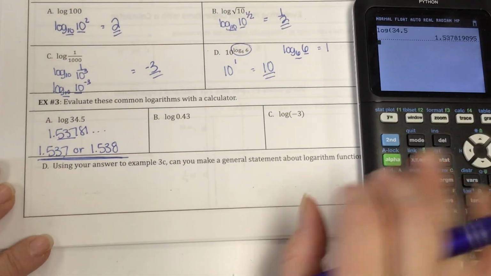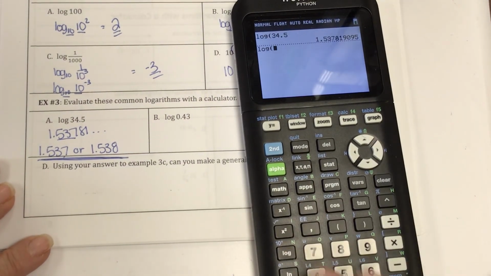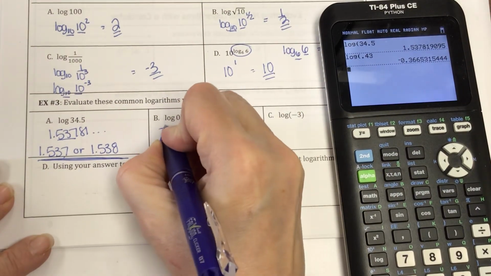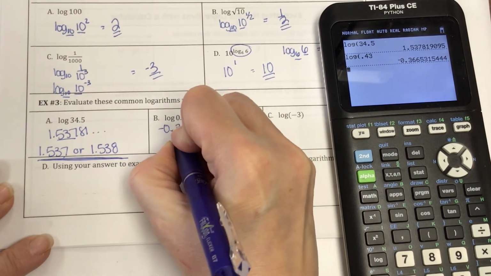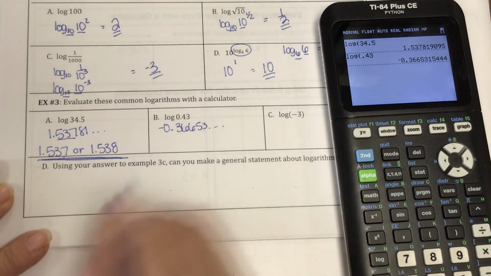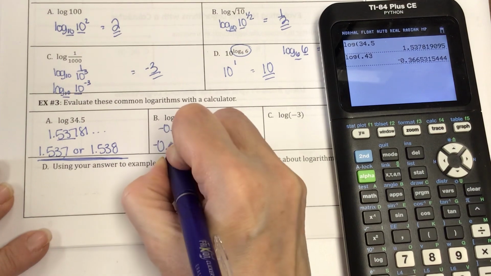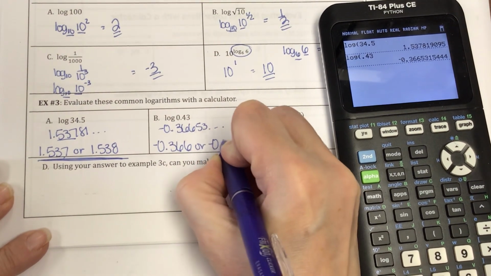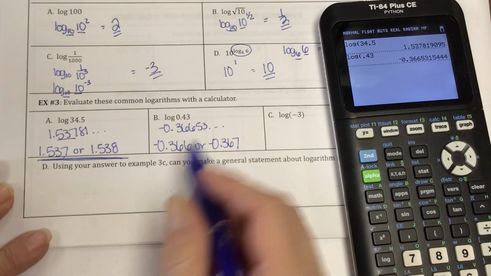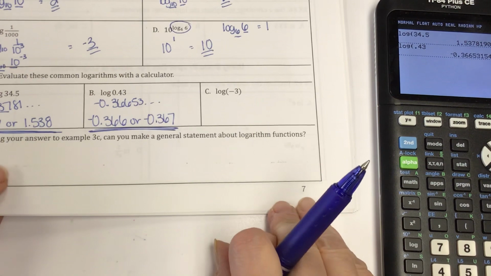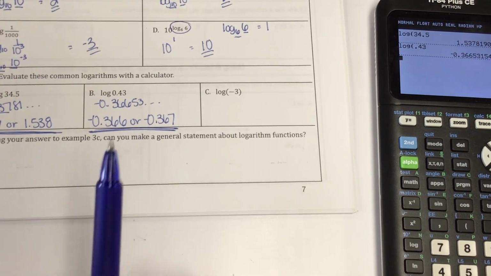Okay. Looking at the next one, log of 0.43 gives me negative 0.36653, and it just kept going. So negative 0.366 or negative 0.367 would be appropriate. So if it doesn't tell you where to round, this is what we're doing, yes?